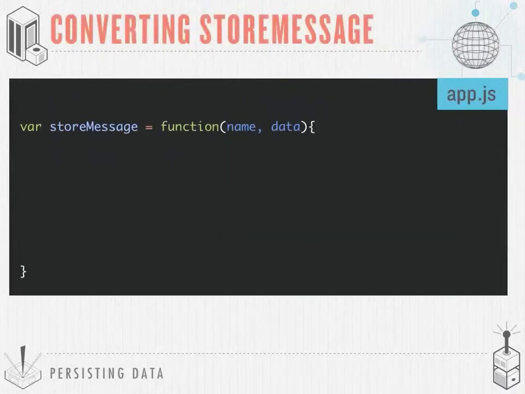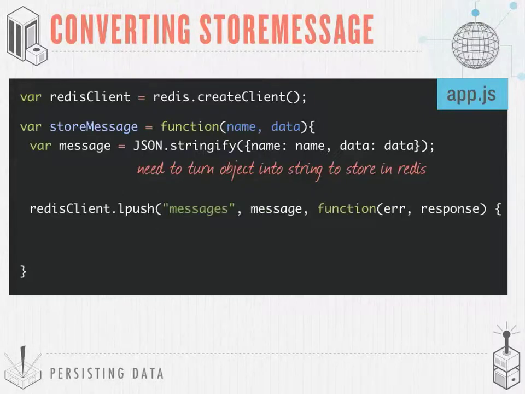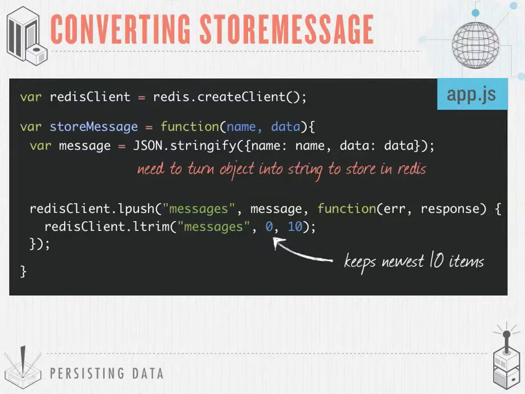In our store message function, we have to use JSON to stringify our message object so we can store that in the list. Then we'll use the lpush command again and push that message onto the messages list. And when we get a response from that, we're going to use the ltrim command to make sure that we only have the newest 10 items in the list.